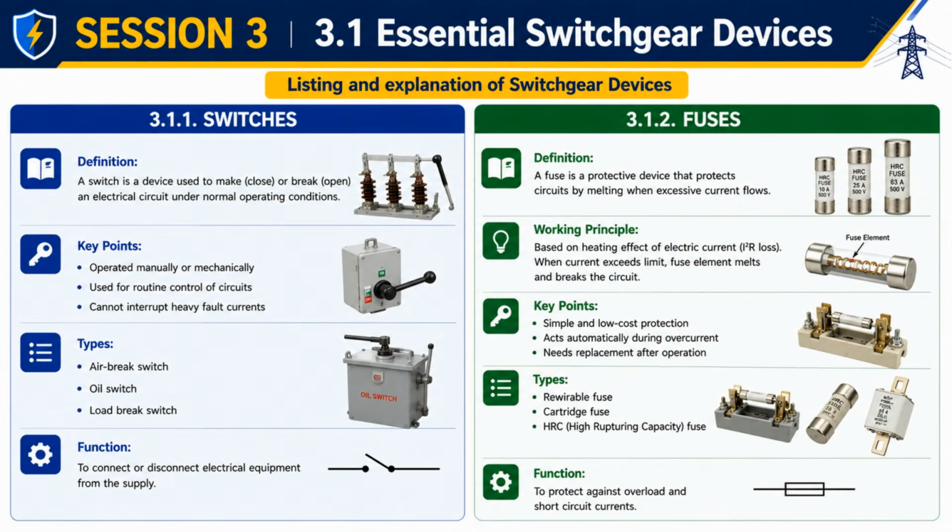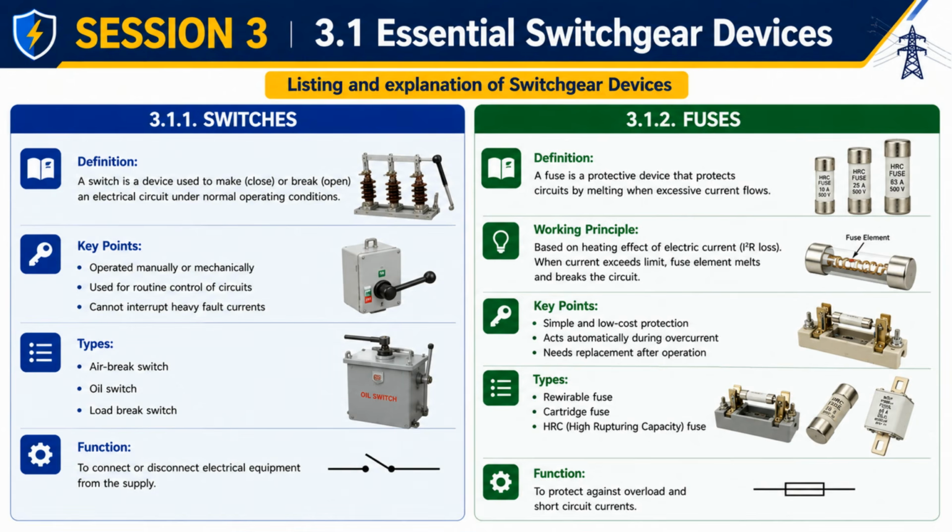Now let us study the first two essential switchgear devices, switches and fuses. 3.1.1 Switches. Definition. A switch is a device used to make, close, or break open an electrical circuit under normal operating conditions. Key points. It can be operated manually or mechanically. It is used for the routine control of electrical circuits. It cannot interrupt heavy fault currents.